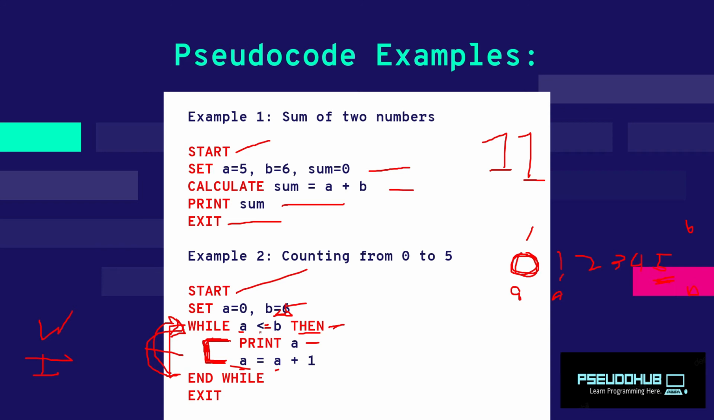So, while 2 is less than or equal to 5, true pa rin, i-display niya si 2. And then, ang A na 2, plus 1 na naman, naging 3. Balik na po diri. So, 3 less than or equal to 5. I-process na po niya. Yan na po i-print. So, i-print niya ang 3.